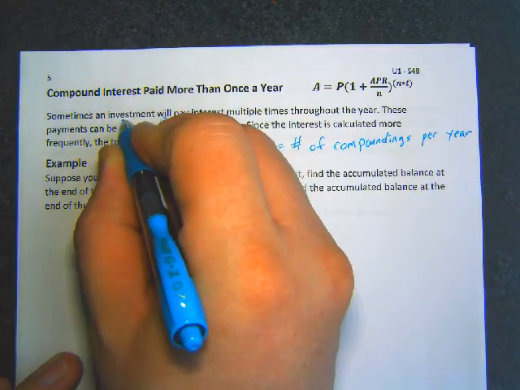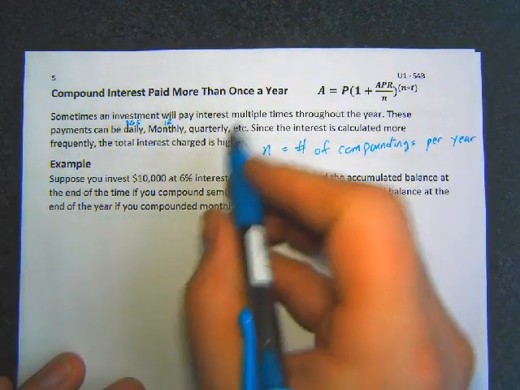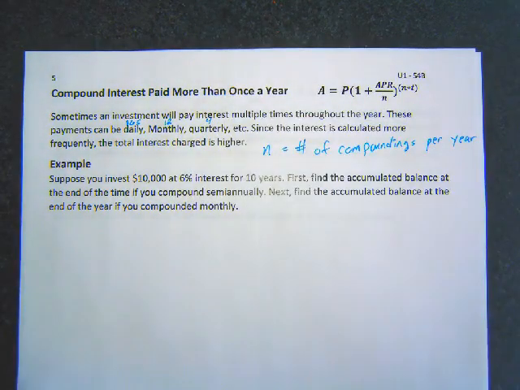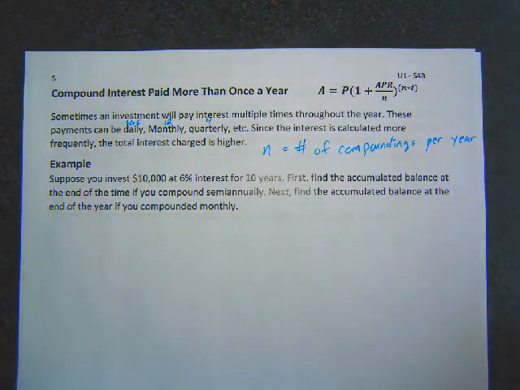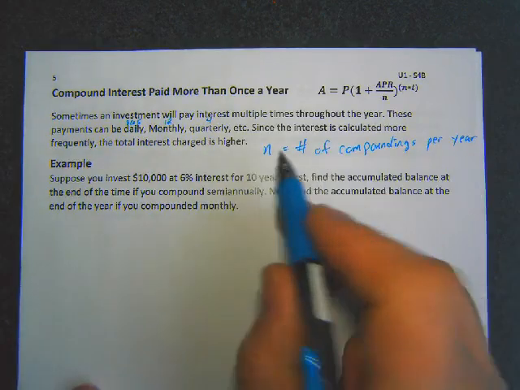Daily, that'd be 365. Quarterly would be like 4 times a year, so like every 3 months you do it, 4 times a year. You could do semi-annually, which is twice a year, because that's every half year. So N is the number of compounding periods.